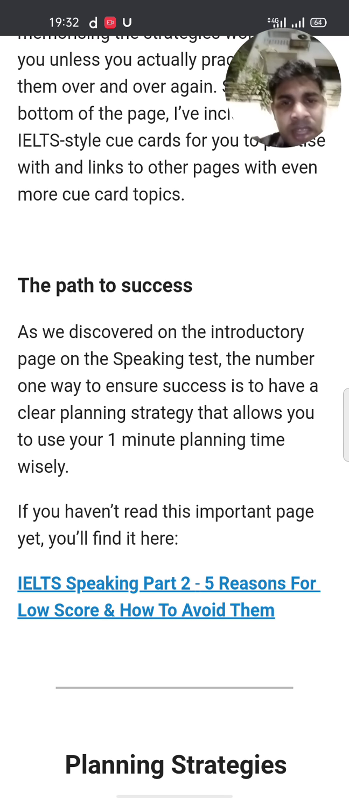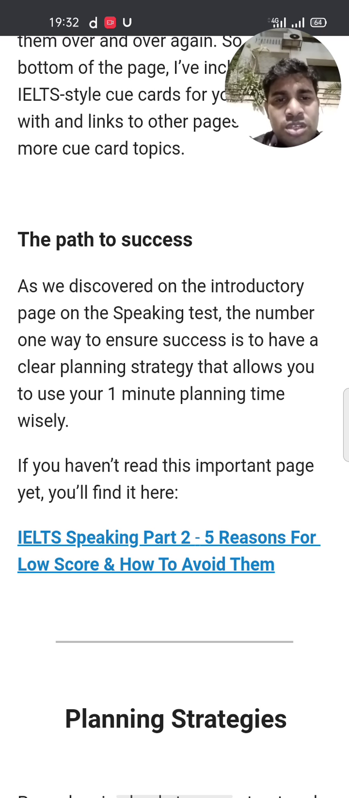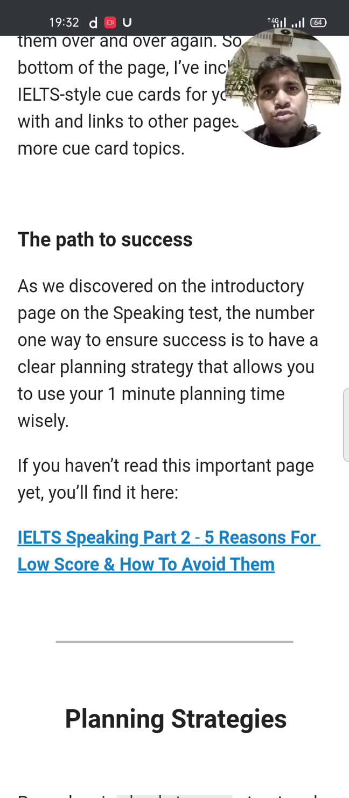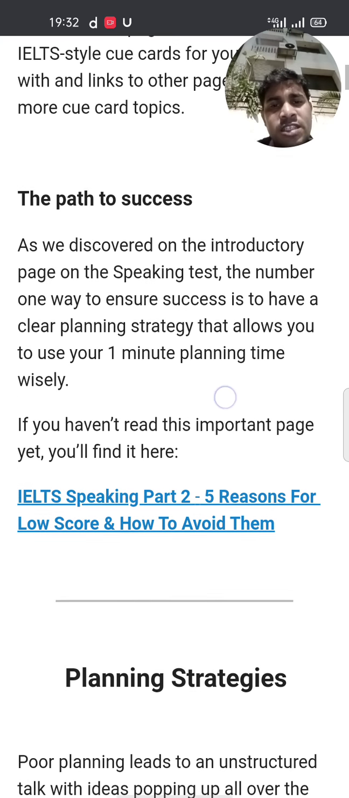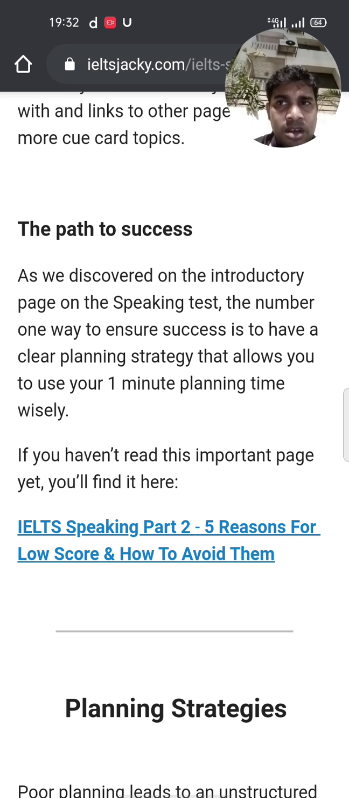The path to success. As we discover on these introductions, based on the speaking test, the number one way to ensure success is to have a clear planning strategy that allows you to use your 1 minute planning time wisely. It means that before starting your talk, you have to prepare wisely what you're going to discuss, and at the same time you have to think of some bullet points. You don't have to write, but you have to think in your mind.